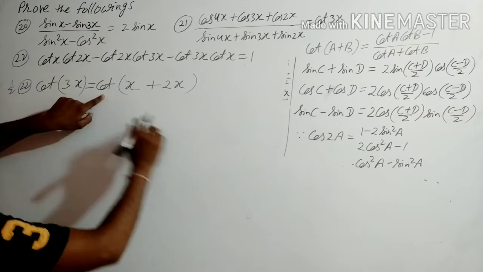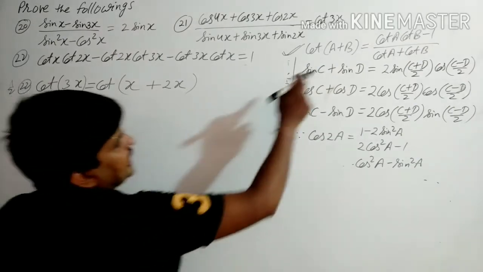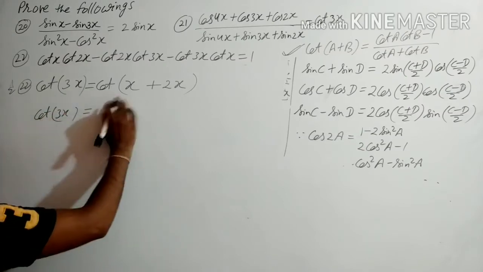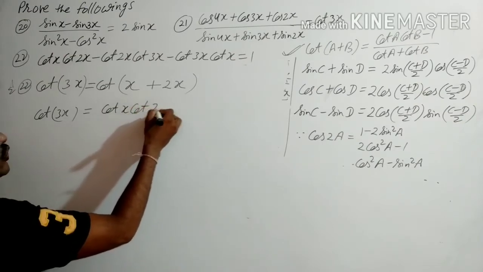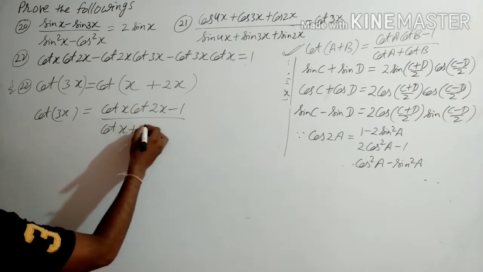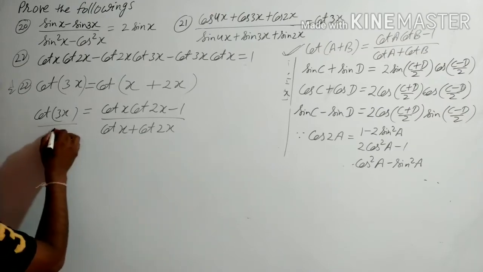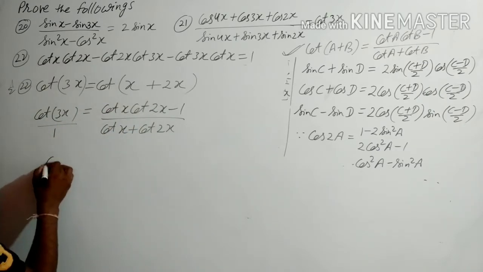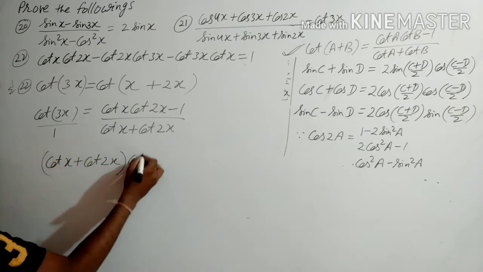Now apply this identity here. The value of a is x and the value of b is 2x. So here is cot 3x, and if we apply that identity, we get (cot x cot 2x minus 1) upon (cot x plus cot 2x). Now here I can assume 1. By cross multiplication we can write cot x plus cot 2x into cot 3x.